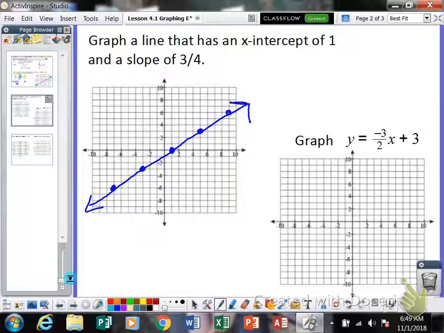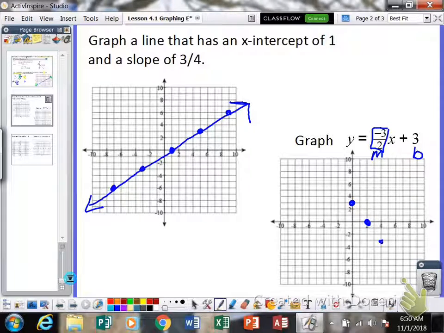Graph negative 3/2 x plus 3. All right, so we begin at 3, 1, 2, 3. And now I need to move negative 3 over 2. So I'm going to come down 1, 2, 3. Now I'm going to go to the right 2, 1, 2. Down 1, 2, 3, to the right 2. Down 1, 2, 3, to the right 2.